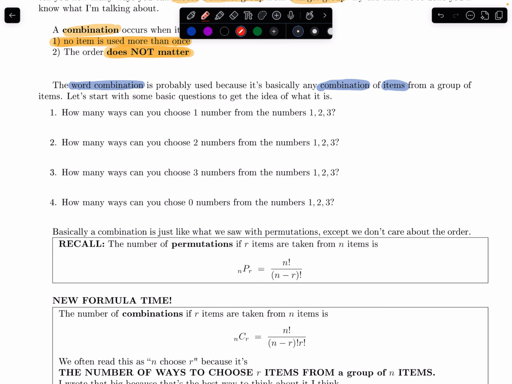So number one, how many ways can you choose one number from the numbers 1, 2, and 3? Okay, well, you could choose 1, or you could choose 2, or you could choose 3. So the answer would be 3 ways. Okay, what about number 2?